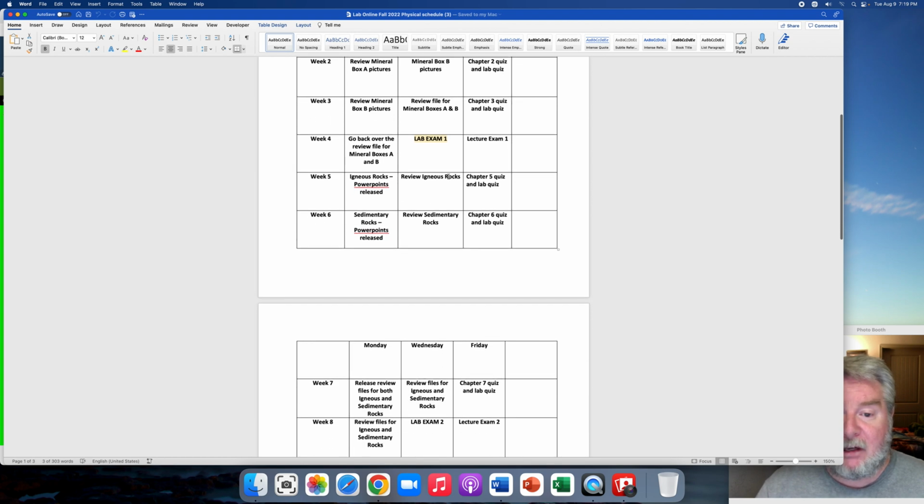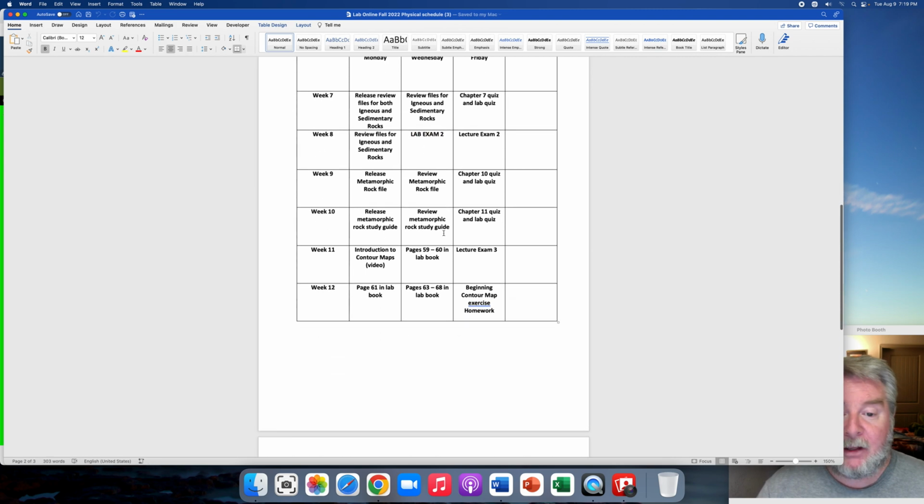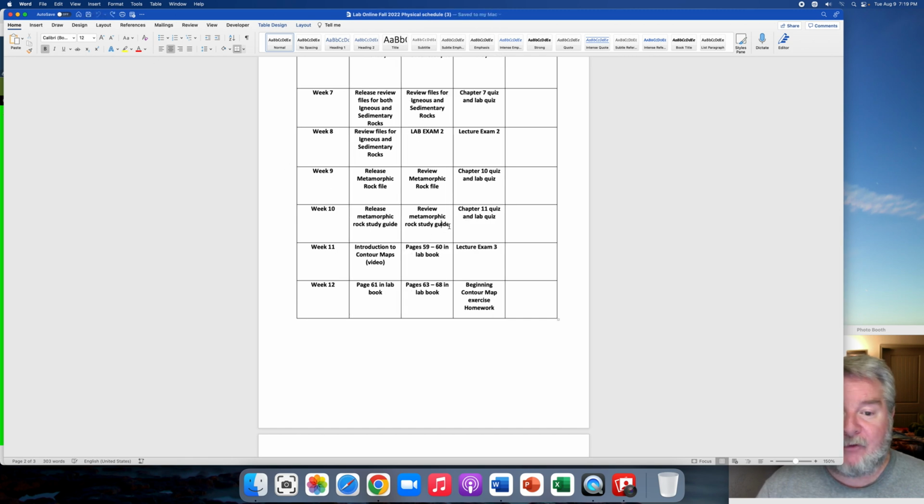Week 5 is igneous rocks. Then we jump into sedimentary rocks, and then you have a review, and then you have your lab exam over igneous and sedimentary. You have 2 weeks of metamorphic stuff, and then it switches to maps.